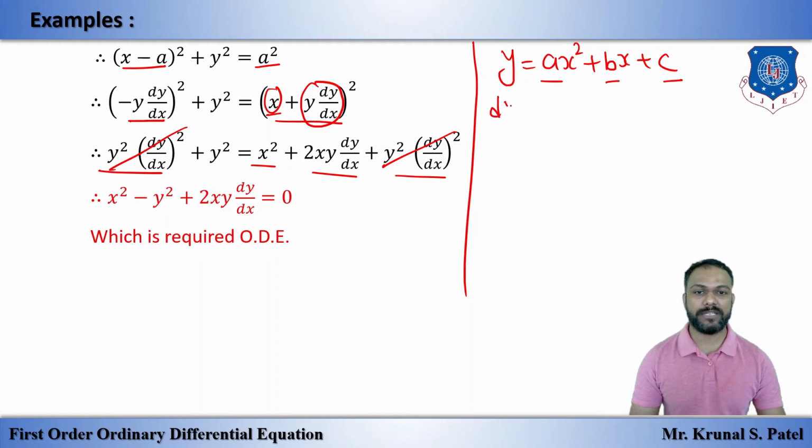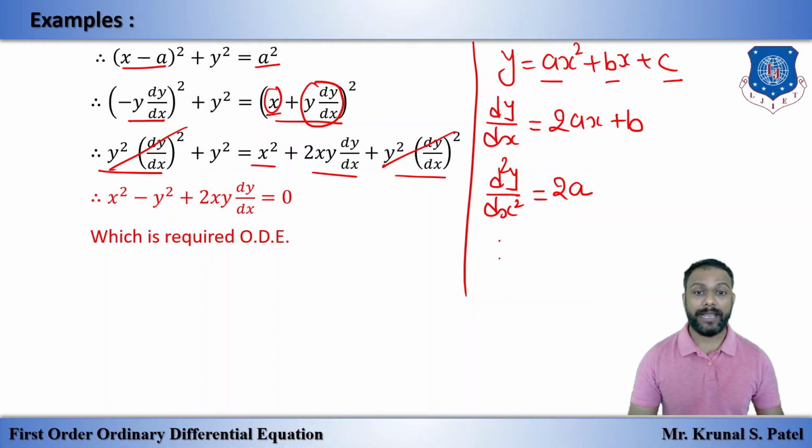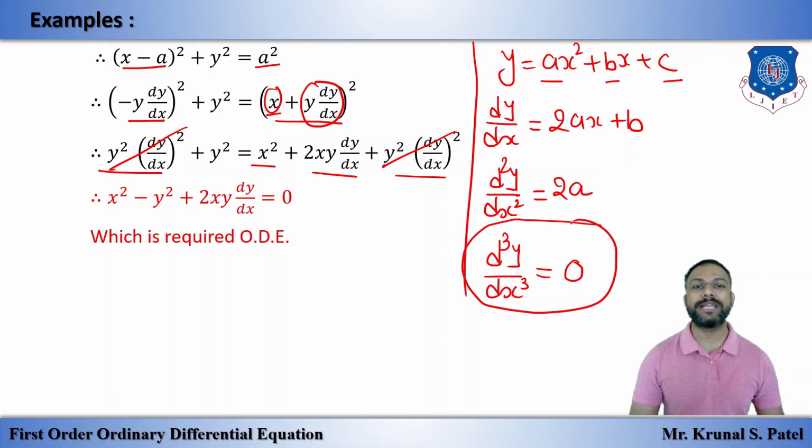So first we differentiate with respect to x, so dy by dx is equal to 2ax plus b, since the differentiation of bx is b and the differentiation of c is 0. Now again differentiate with respect to x: d squared y by dx squared is equal to 2a, since the differentiation of x is 1 and the differentiation of b is 0. Again differentiate with respect to x, because we have to differentiate 3 times as we have 3 arbitrary constants, and finally the differentiation of 2a is 0. So this is our required ODE for this y.